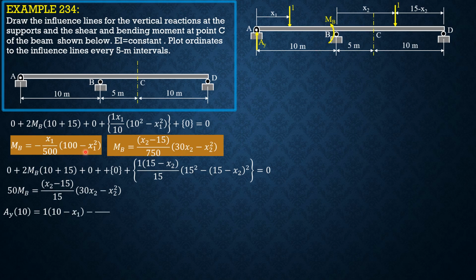And MB is given by this expression. So this is 1 times 10 minus x1. And this is MB, which is negative x1 over 500, quantity 100 minus x1 square. Simplifying, AY in terms of x1 for movement of the unit load on portion AB is 1 minus 3 over 25 x1 plus x1 cube over 5,000.